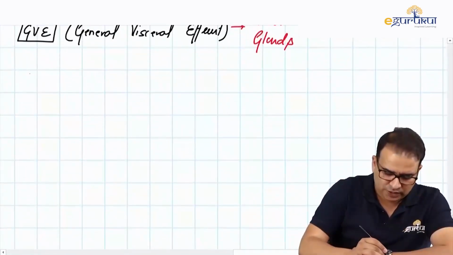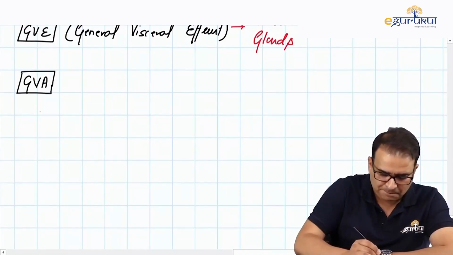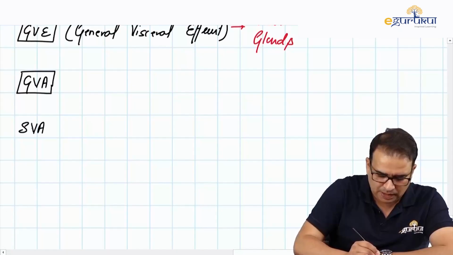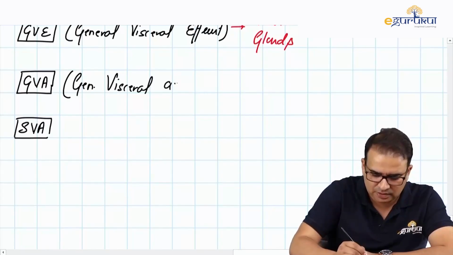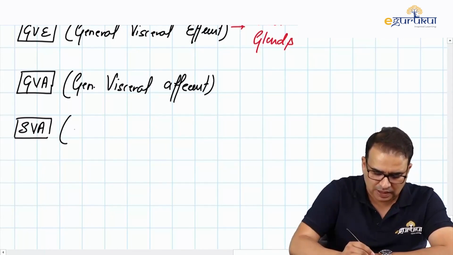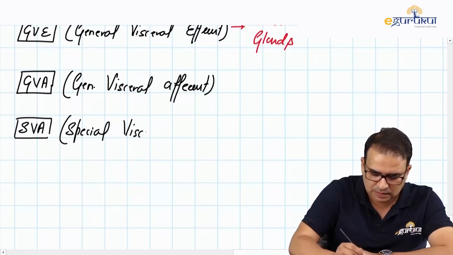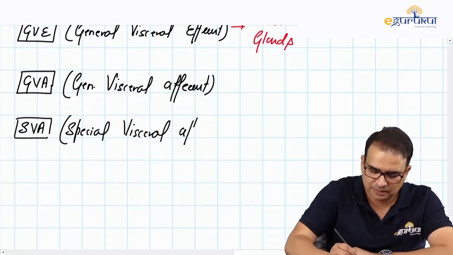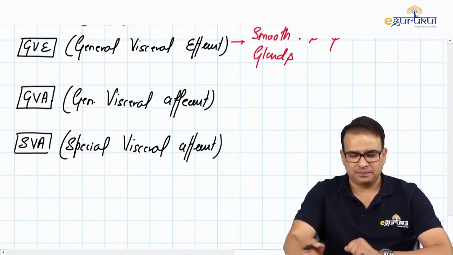Let's write the names. First we wrote GVA and SVA. GVA is general visceral afferent. Obviously, this time all are afferent; we're talking about the afferent or the sensory column. And we have special visceral afferent. General visceral afferent, special visceral afferent.